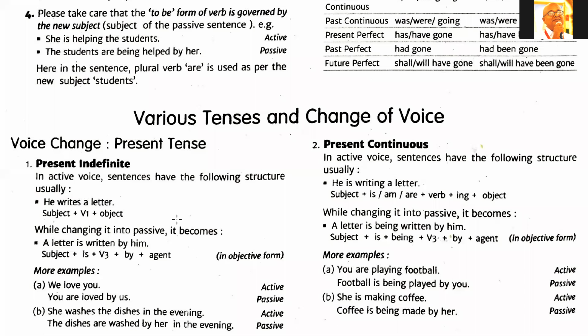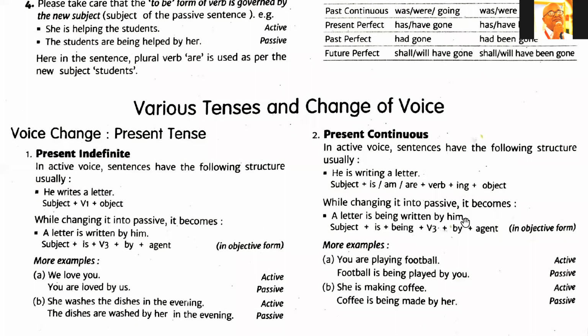This is already taught to you. Present indefinite or present simple: subject plus V1 plus object. And the passive would be subject plus be verb, that is is, am or are, plus V3 plus by plus agent. You are loved by us. The dishes are washed by her in the evening. We have learned it last class.